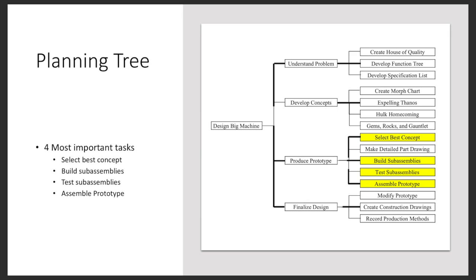The planning tree is useful to show visual breakdowns of how each general idea relates to more specific ideas. The understanding problem branch, for example, has secondary elements such as develop HOQ, develop function tree, and develop spec sheet. This tool makes it easy to see the connection between various tasks, such as how the modify prototype leaf under the final design branch really connects back to the produce prototype branch and requires all of the steps until completion.